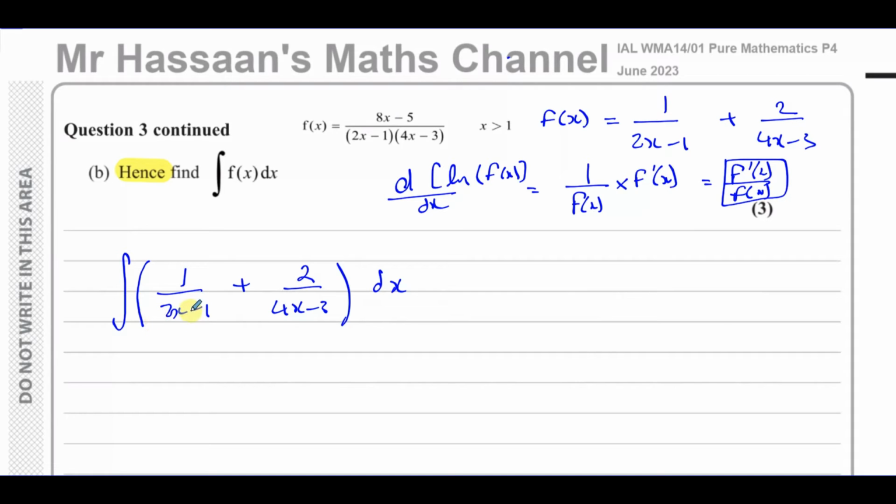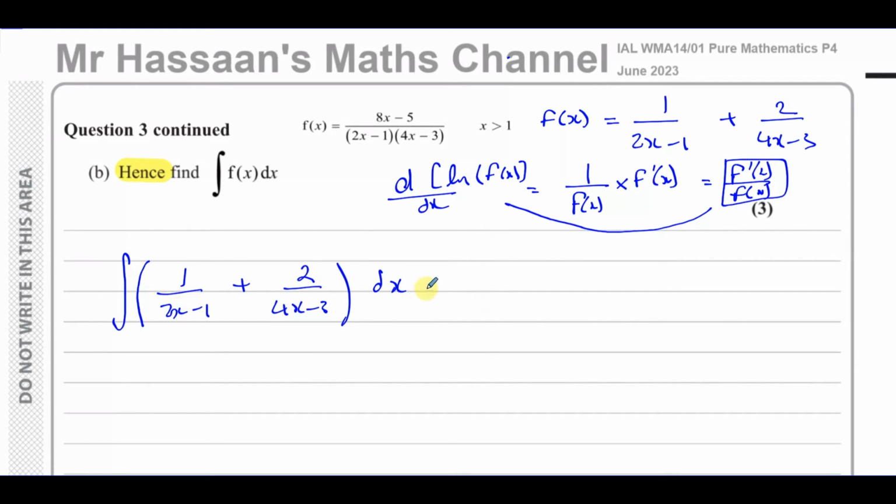So if we look at the denominator of both of these, if you differentiate them, you get a constant. This gives you 2, this gives you 4. On the numerator, you have a constant, which is some sort of multiple or factor of the constant that you get. Therefore, you can simply reverse this, and you can call it the ln of.